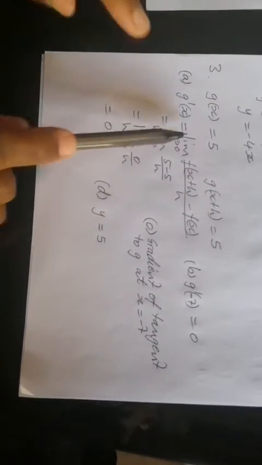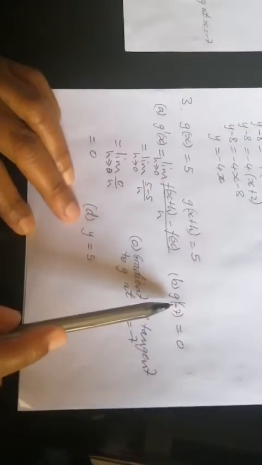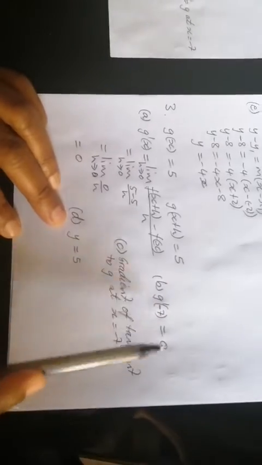Part B, determine g dash of minus 7. Now this, if you look at g of x, it is actually y is equal to 5, which is a horizontal line. So when x changes, y remains the same. So it means our g dash of minus 7 is equal to 0.